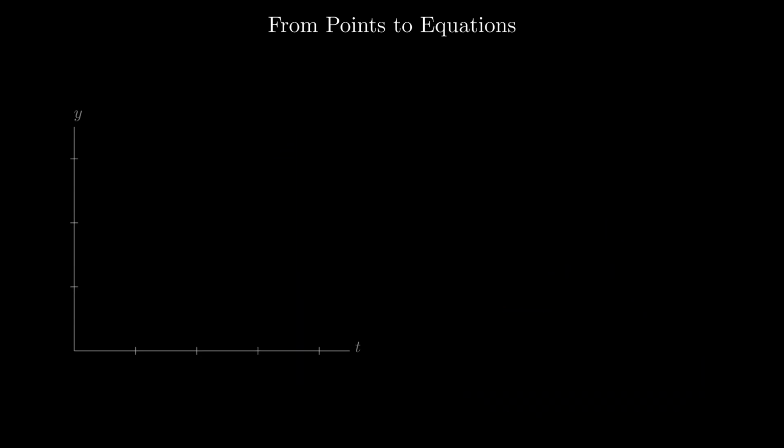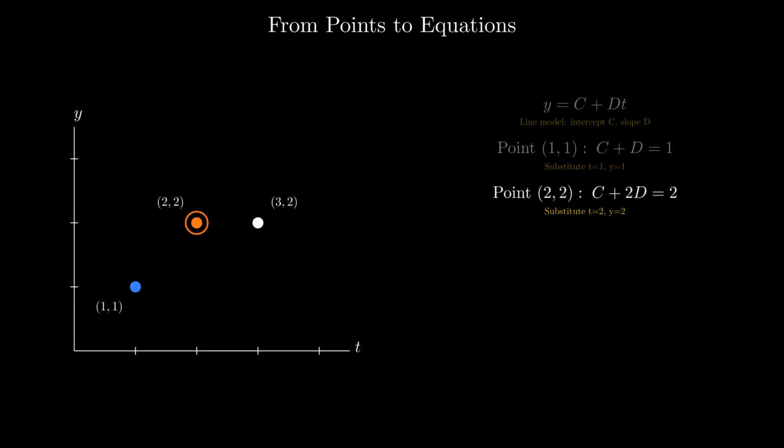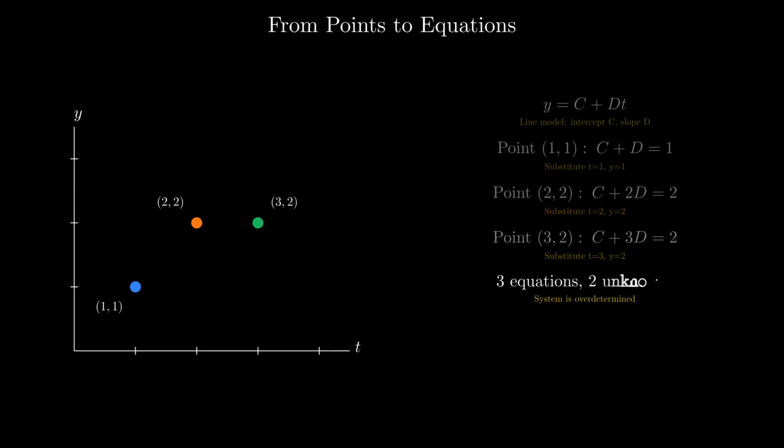To turn this picture into equations, write the line as y equals c plus d times t, where c is the y-intercept and d is the slope. Now substitute each data point into this equation. At t equals 1, y equals 1 gives us c plus d equals 1. At t equals 2, y equals 2 gives us c plus 2d equals 2. At t equals 3, y equals 2 gives us c plus 3d equals 2. So we have 3 equations, but only 2 unknowns.